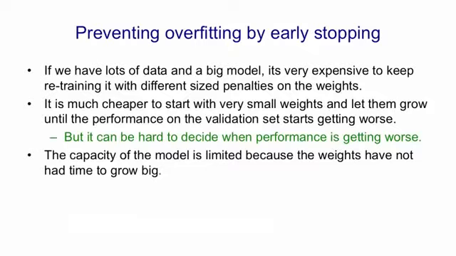Now, the performance on the validation set may fluctuate, particularly if you're measuring an error rate rather than a squared error or a cross-entropy error, and so it's hard to decide when to stop. And so what you typically do is keep going until you're sure things are getting worse, and then go back to the point at which things were best. The reason this controls the capacity of the model is because models with small weights generally don't have as much capacity, and the weights haven't had time to grow big. It's interesting to ask why small weights lower the capacity.